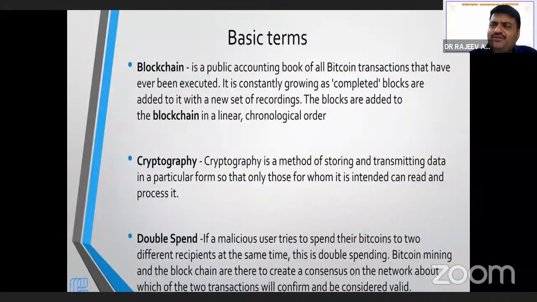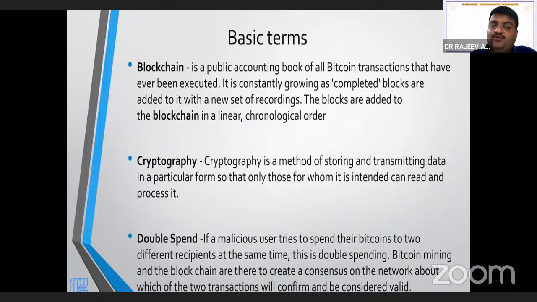Now, some basic information about this. Whenever we are talking about digital currencies, you will hear a lot about blockchain, cryptography, and double spend. So what is blockchain? It's a public accounting book for all Bitcoin transactions that have been executed. It's constantly growing as completed blocks are added to a new set of records. Every time you do a transaction, a block is created that gets added behind the previous block. In this way, these blocks continuously expand linearly in chronological order.